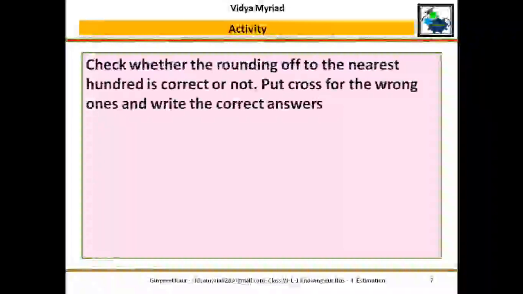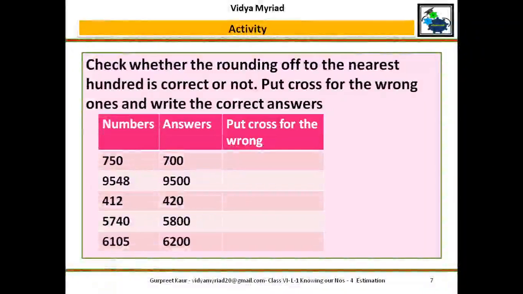Now here there is an activity. Now I have put it into a cross. There is a set of questions along with the answers. Now here we need to judge whether these answers are given correct or not. If it is not, we will just put simply cross and we will find out the right answer. If we look at the first place, now here we have to convert to nearest 100.